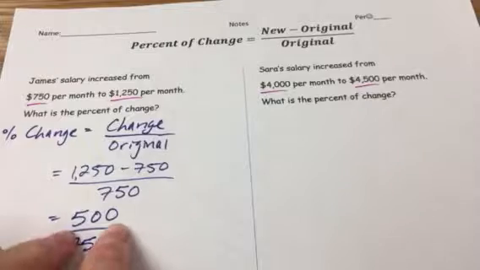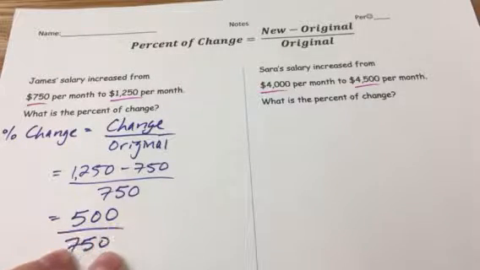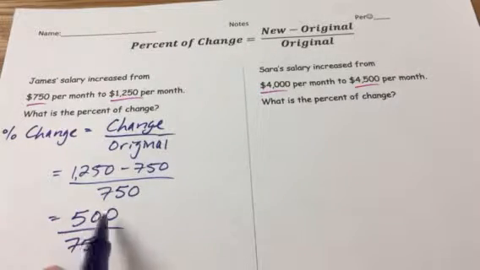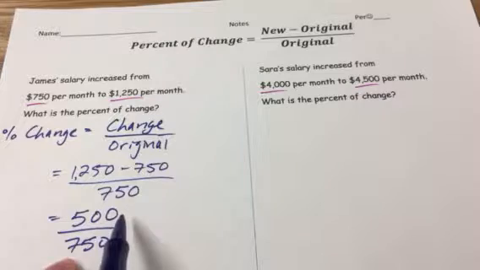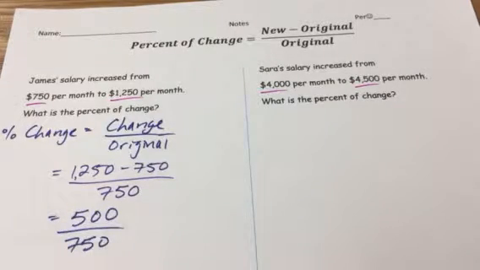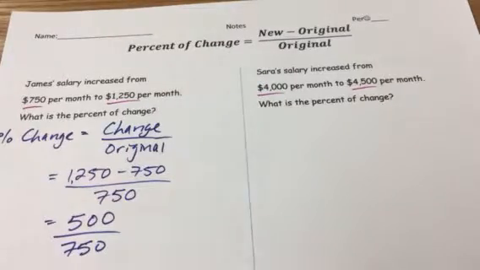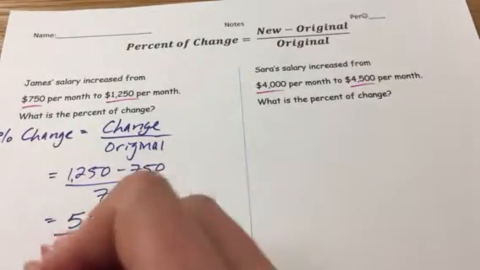So he's making 500 extra dollars, which is awesome, because if we compare 500 to 750, he's making more than 50% of what he was originally making, because 50% of this would be what, 375, and he's making $500. So he's making more than half of his original amount, which is an awesome raise. So let's go ahead and figure out what percentage this is.